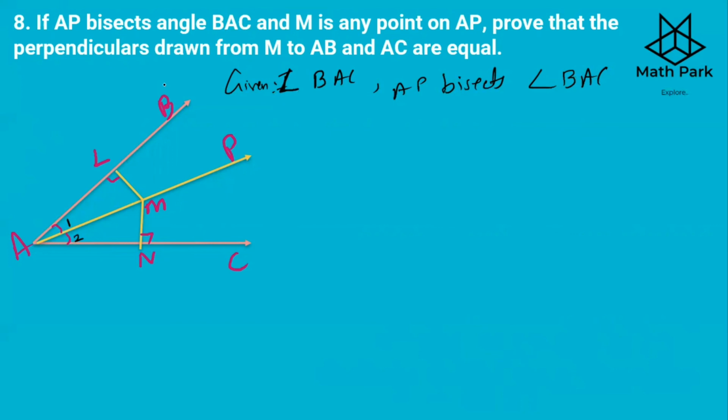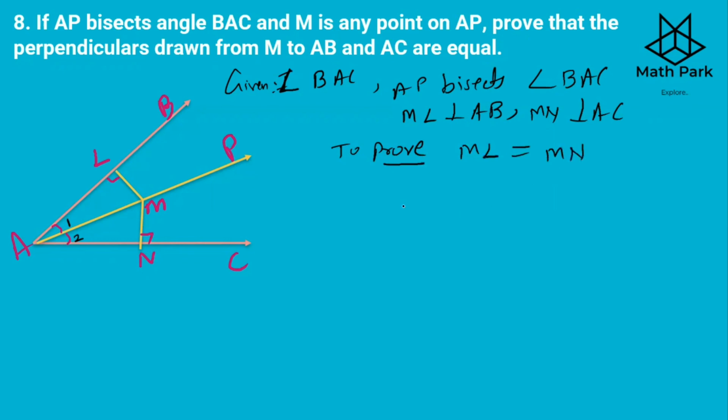And you have to prove that the perpendiculars drawn from the point M are equal. You are also given that ML is perpendicular to AB and MN is perpendicular to AC. This is also given to you. And you have to prove that these perpendiculars are equal, that means ML is equal to MN. So this is what you have to prove.